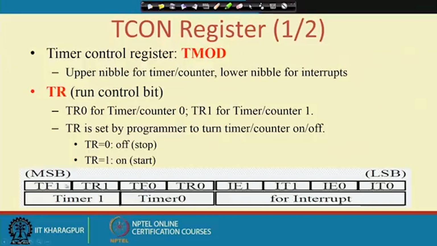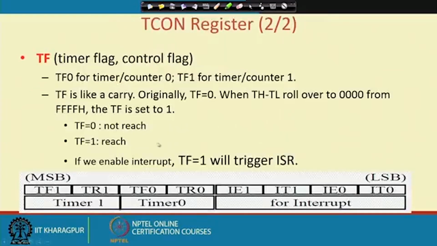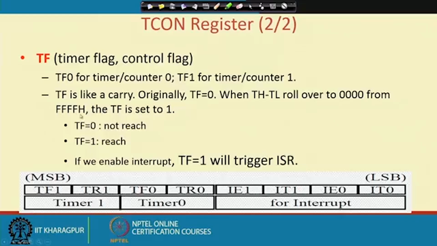And TF0 and TF1 we have also seen, that is basically the overflow. When the overflow occurs, TF0 and TF1 will be set. So, TF is the timer flag. Here TF0 is for timer counter 0, TF1 is for timer counter 1. It is like a carry. Initially TF is equal to 0, and then when THTL rolls over from all F to 0, if it is a 16 bit timer, then when it rolls over from FFFF hex to all 0, the TF flag is set.